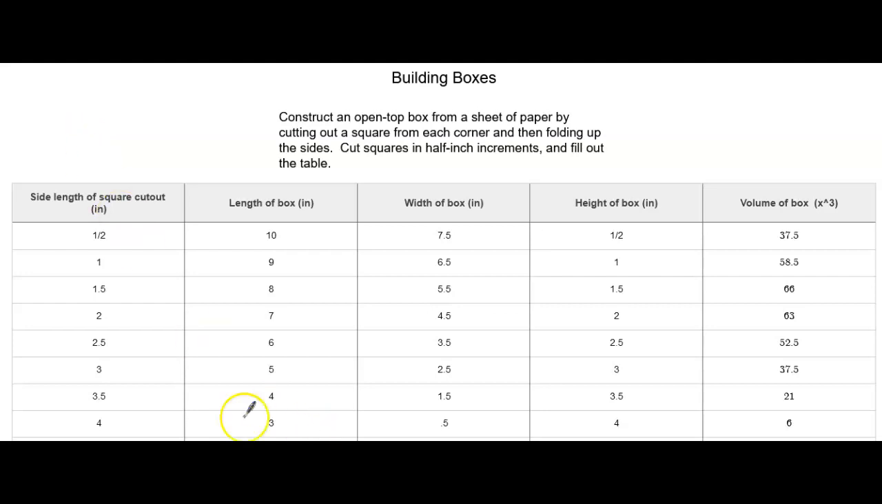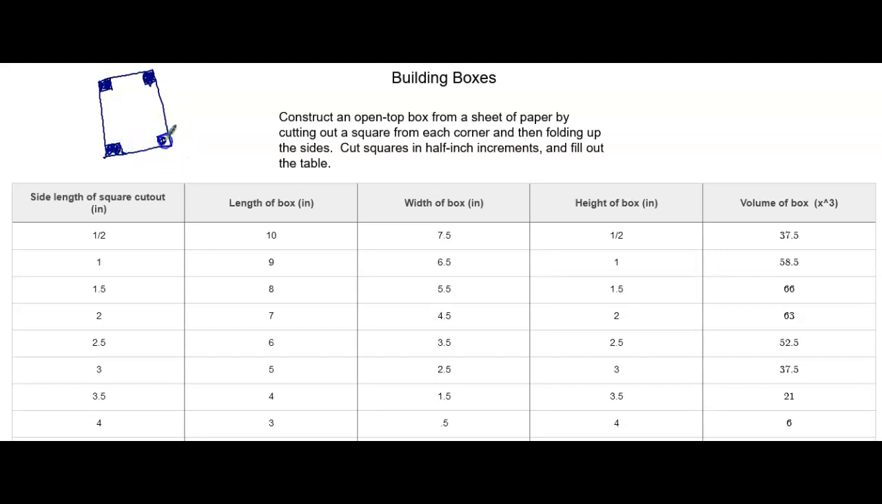So if you remember yesterday, the way that we filled in this table is we started off with an 8.5 by 11 sheet of paper. Sorry, my drawing's going to be really bad. And then we thought about what that box would look like if we cut these squares out here and then folded these sides up and folded this side up so that we had a little open top box.